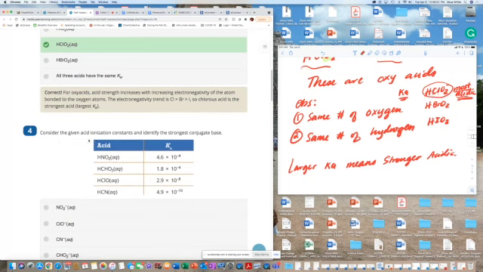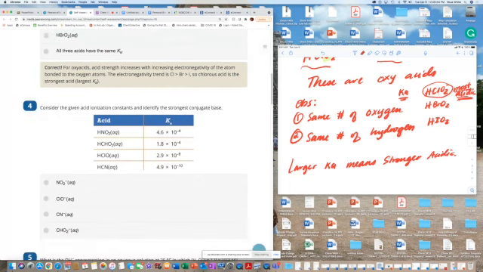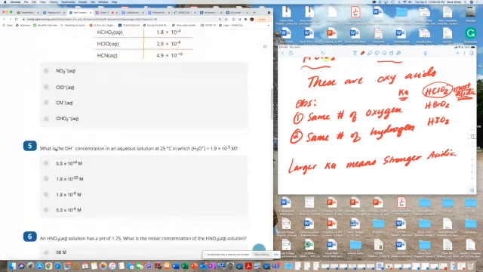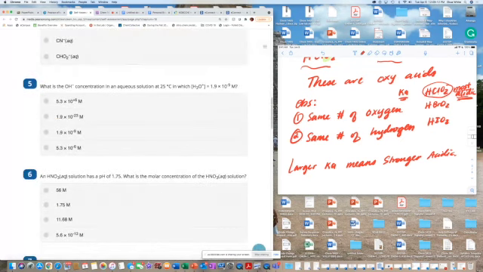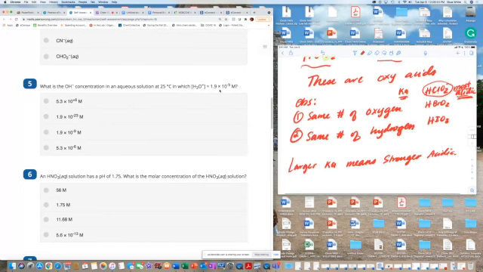Okay, and so let's see, identify the strongest conjugate base. With this number 4, I didn't go into this other detail because normally I don't cover this part on campus just because of time. And so I will skip over this for right now. Okay, this one here. What is the OH minus concentration in the aqueous solution at 25 degrees where you have H3O plus concentration being this? Okay.